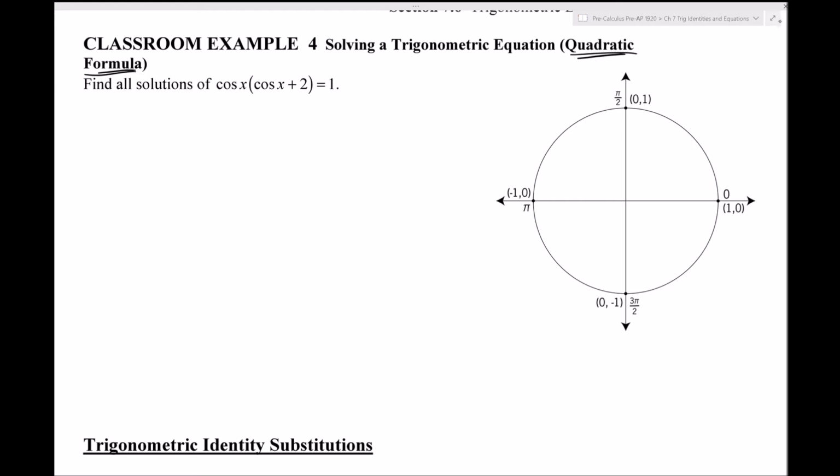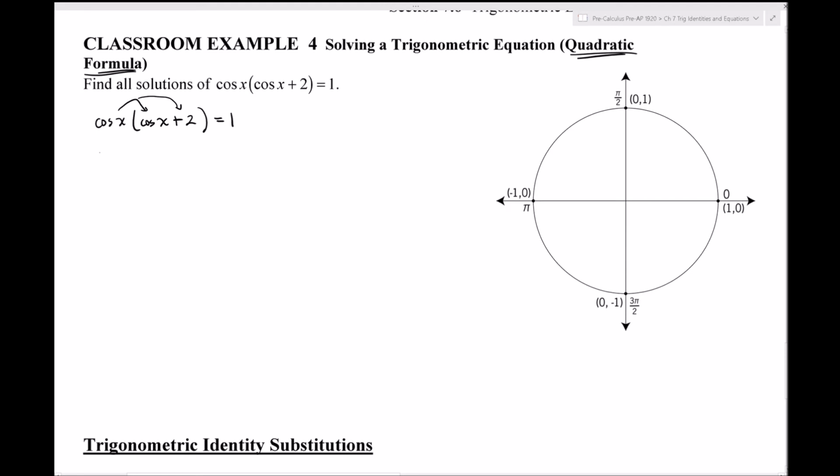So we'll go over number 4 and then number 5. For number 4, find all solutions of cosine x times cosine x plus 2 equals 1. Your very first step, you solve the equation cosine x times cosine x plus 2 equals 1. Now, because that's nonlinear, you're not going to be able to solve for x or cosine of x by simple subtraction, division, multiplication, addition. So what we do is try another route.